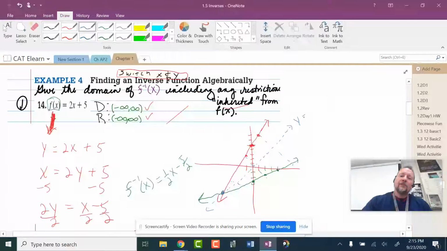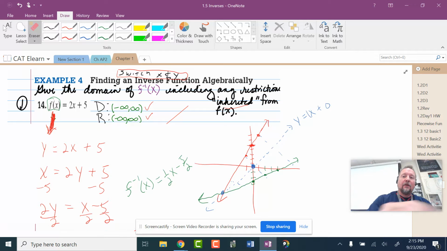This is actually the y equals x line. Why, you ask? The y-intercept is 0, and the slope is rise 1, run 1. So that is why that is the y equals x line. I'm going to get rid of all that stuff there.